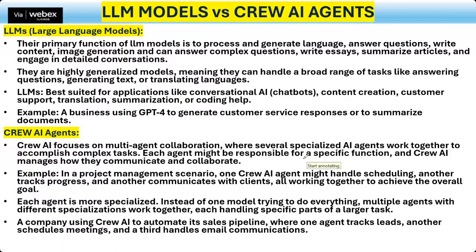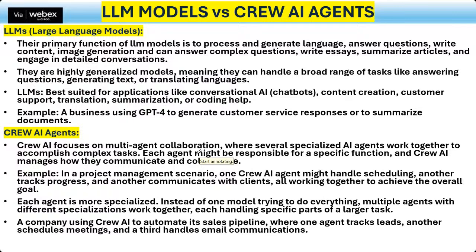Each agent might be responsible for specific functions, and CrewAI manages the communication and collaboration. For example, you have a birthday. In the birthday, you can assign multiple tasks to multiple people, isn't it? Your friends, your uncle, and your family members take the functions. So here, what exactly do CrewAI agents do? They do the task automatically.